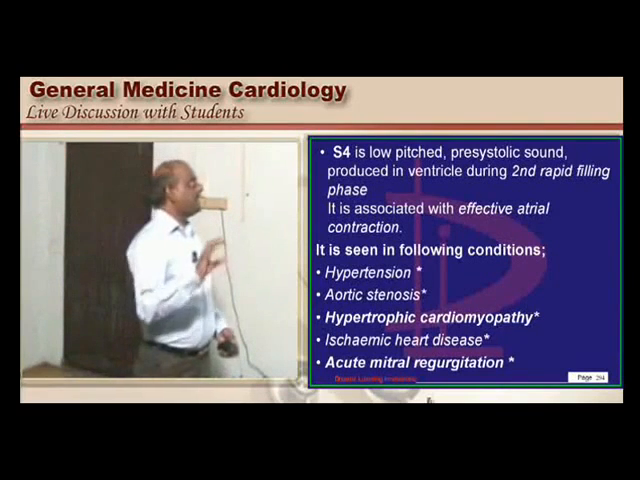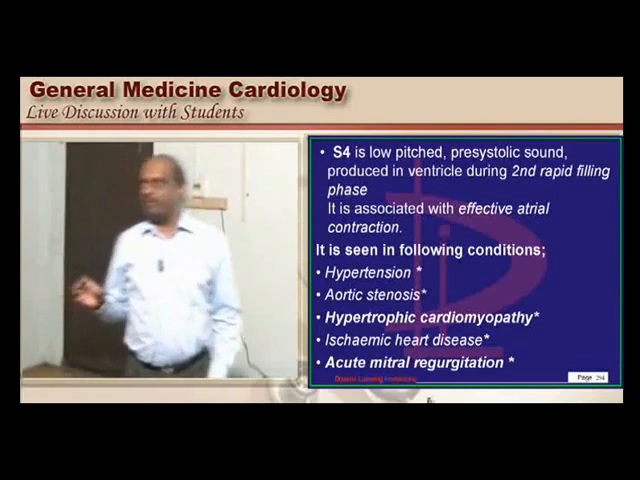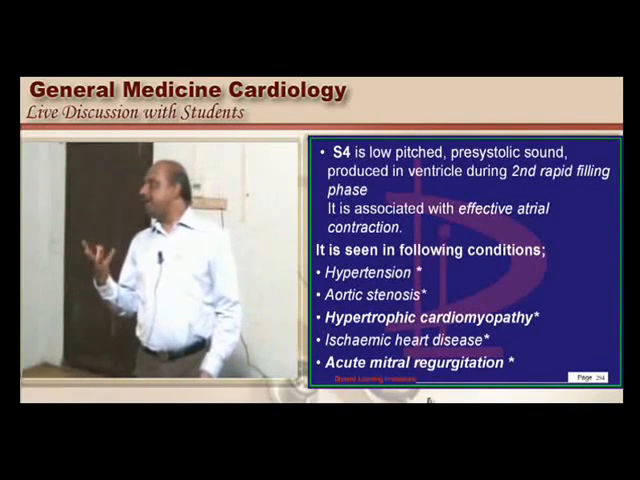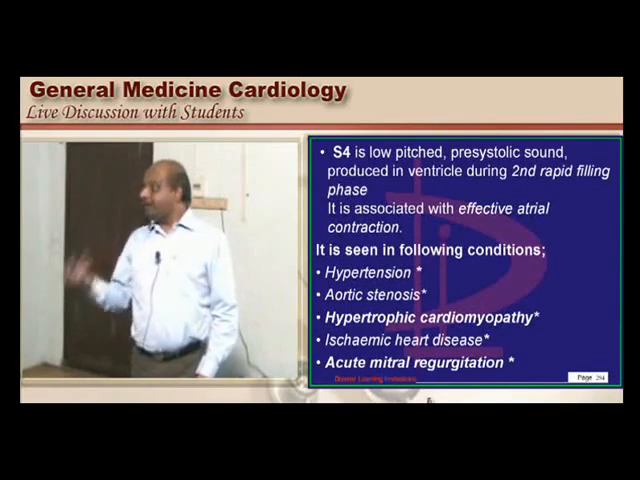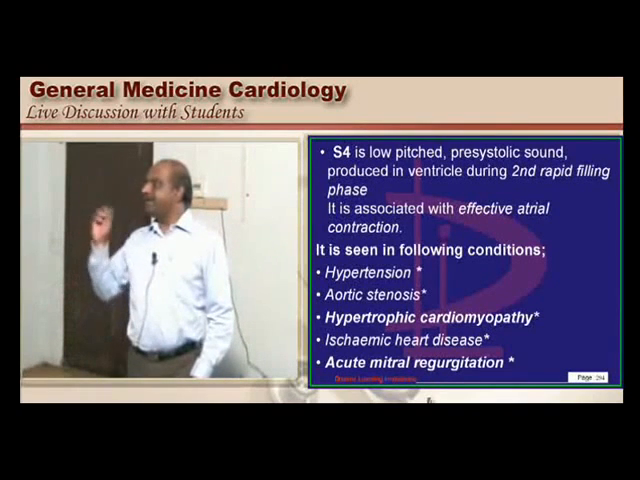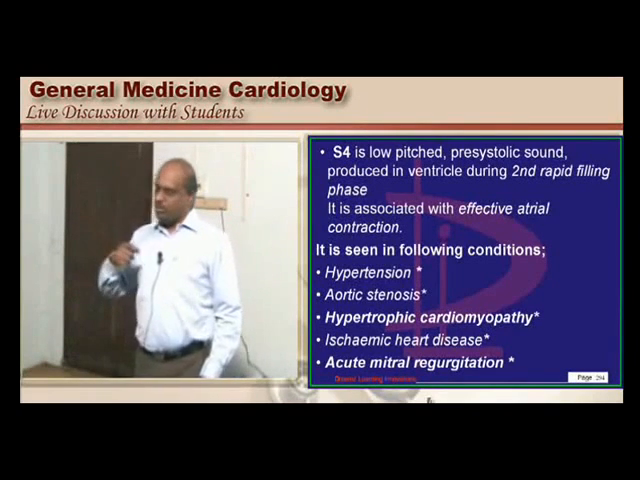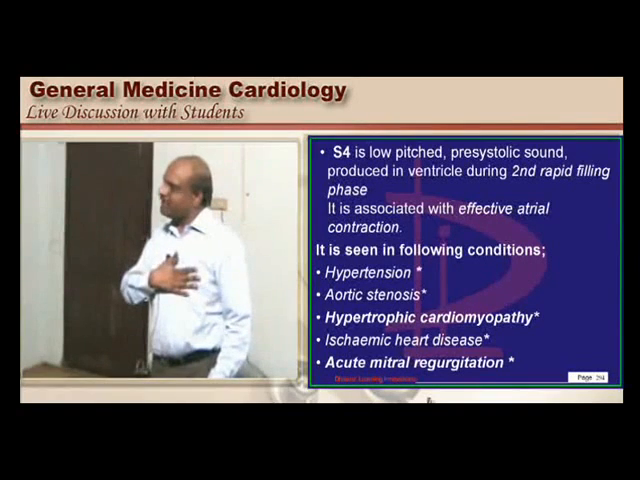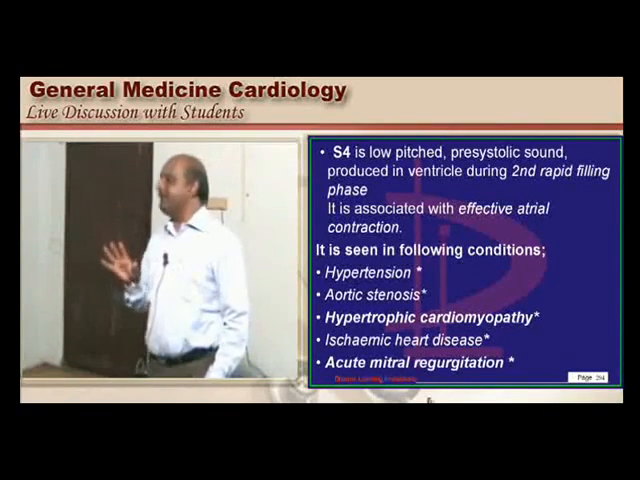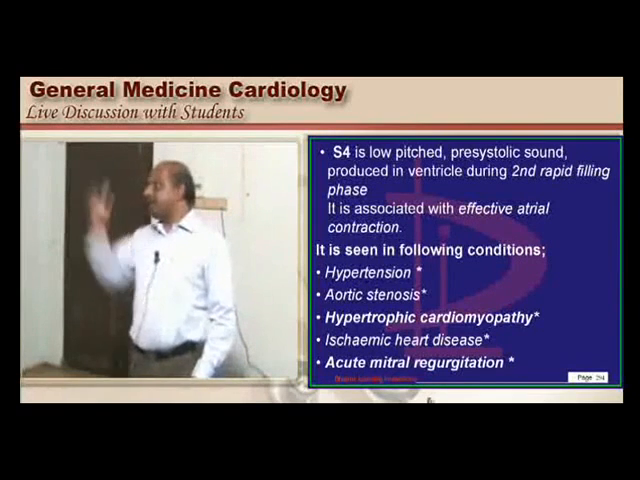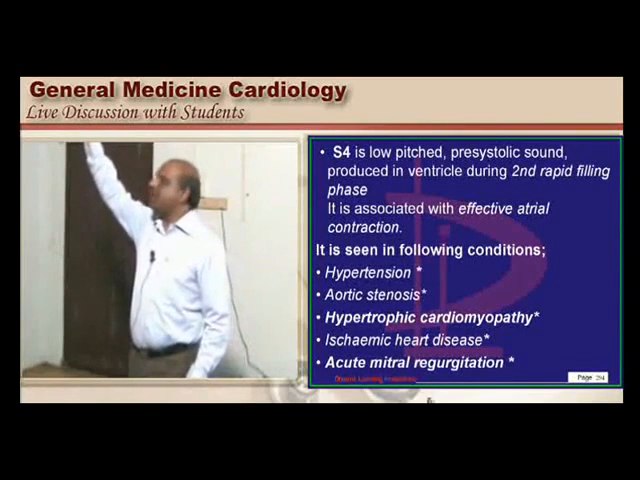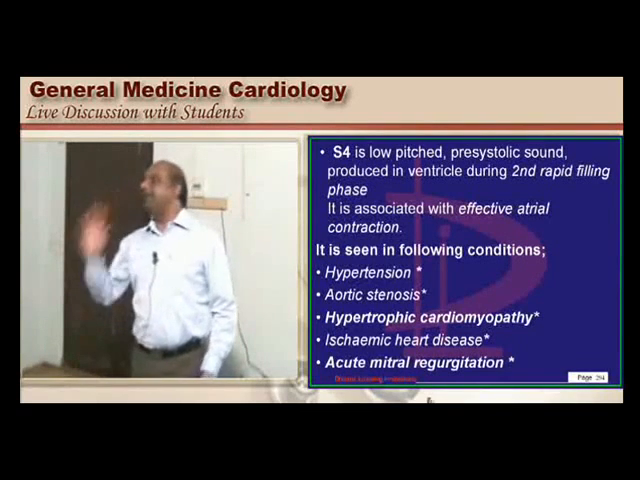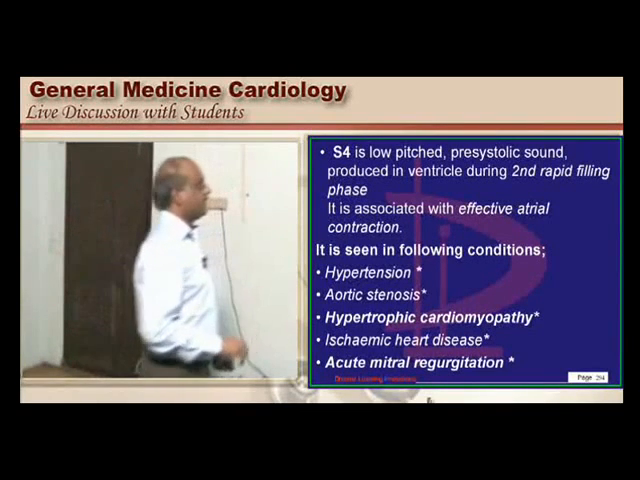So S4 is always suggestive of a non-compliant left ventricle. But if the left ventricle fails, it is S3. And do you perceive S3 and S4 better with a stethoscope or with fingers? S3 and S4 are more a palpatory finding than an auscultatory finding. S1 and S2 are more auscultatory findings than palpatory findings, which is what I like to underscore.